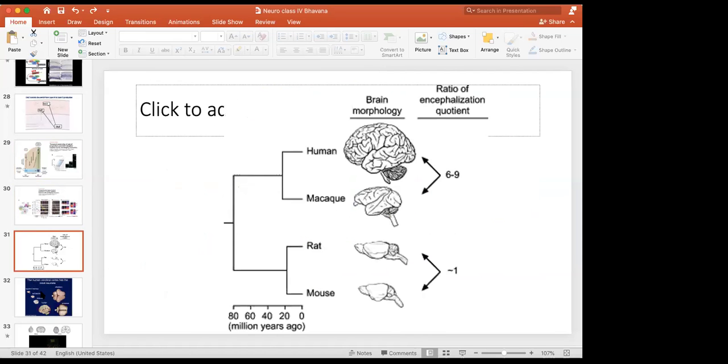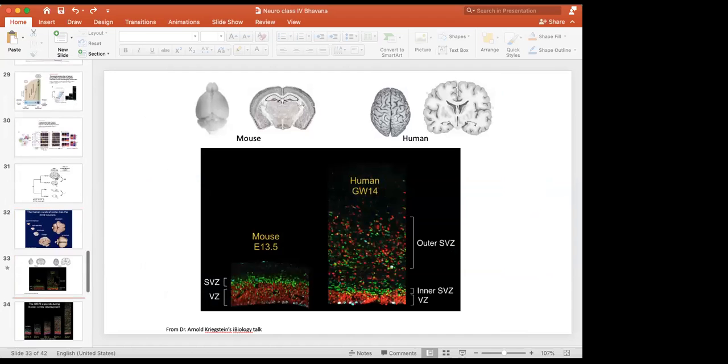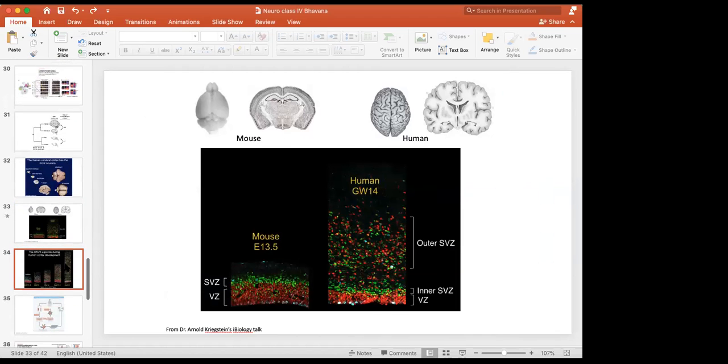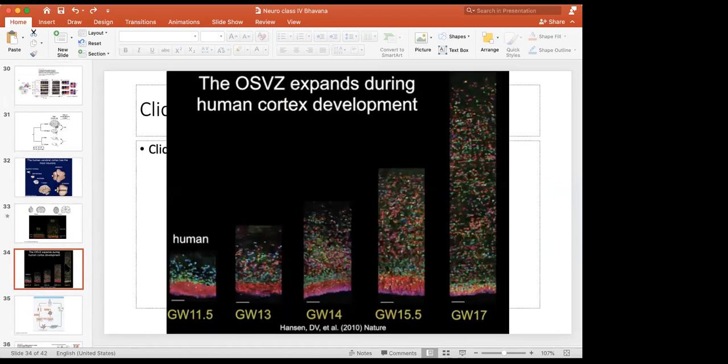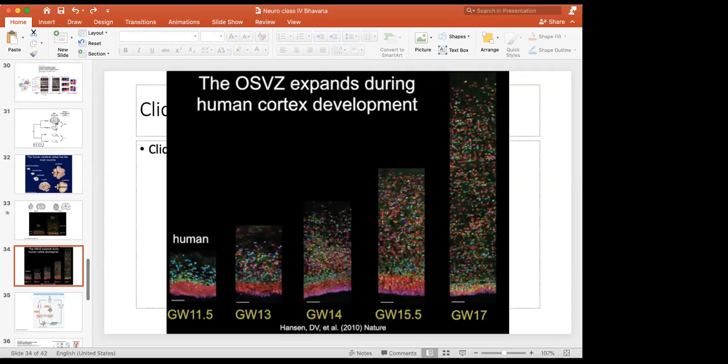And then I told you how the OSVZ is one of the key differences in cortical development, and I showed you the mitotic somal translocation. I highly encourage you to look at the video from Arnold Kriegstein's lab. It's very, very informative, and he explains it very simply. So if you did not get that bit from my talk today, please go and look at his video on the iBiology website.